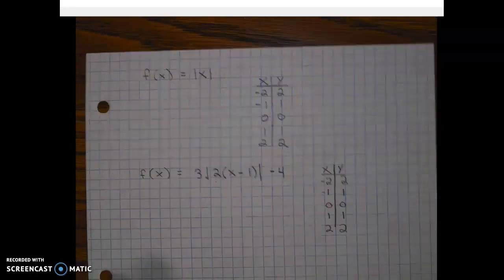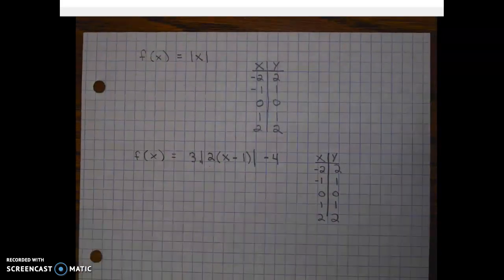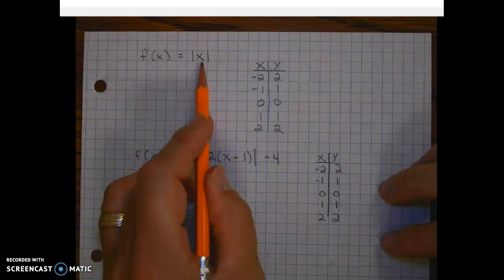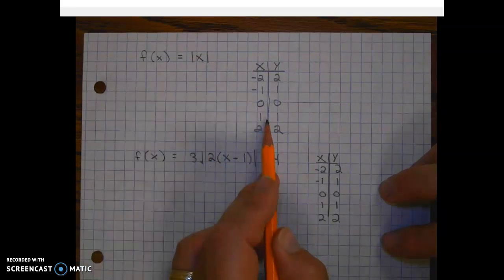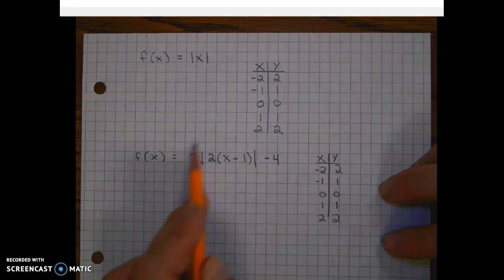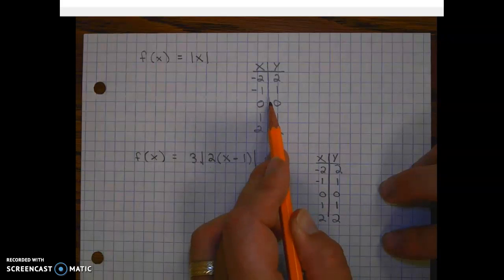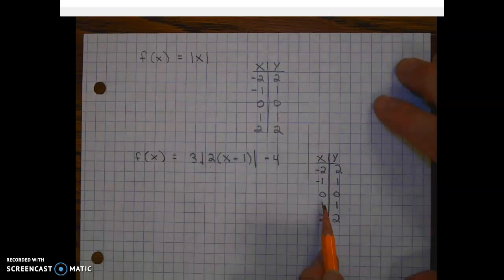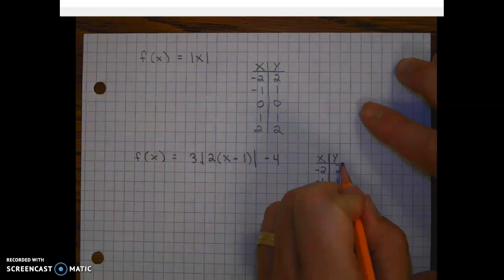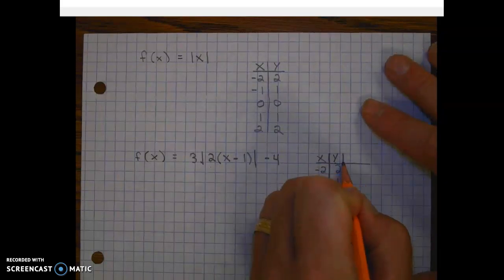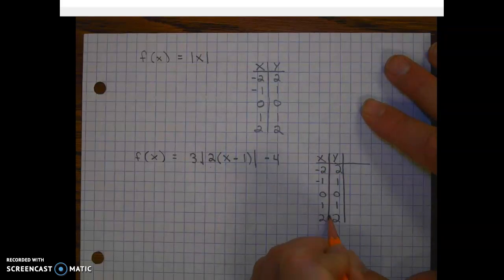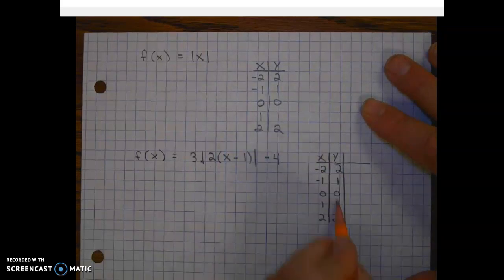Let's take a look at this example that I have started. You may want to pause the video and write this down. Here we start off with the parent function for an absolute value function, absolute value of x. Here's your parent table. Whenever we perform a transformation, we always start with the parent table. Over here we're going to do the math, the algebra, the operations, and we're going to find our new y coordinate first.